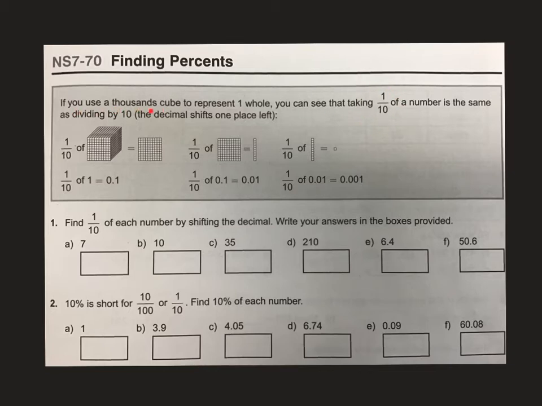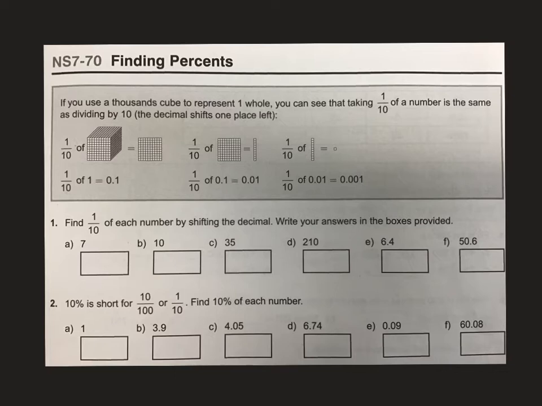So if you use a 1,000 cube to represent one whole, so that's this cube here, you can see that taking 1/10 of a number is the same as dividing by 10, which is when we have the decimal shift one place to the left. So 1/10 of 1 is 0.1. 1/10 of 0.1 is 0.01. We're just moving that decimal over. And so each time we're getting smaller and smaller.